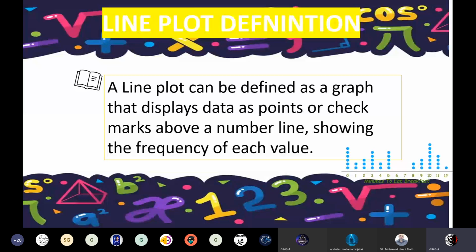Line plot definition. A line plot can be defined as a graph that displays data as points or check marks above a number line showing the frequency of each value.